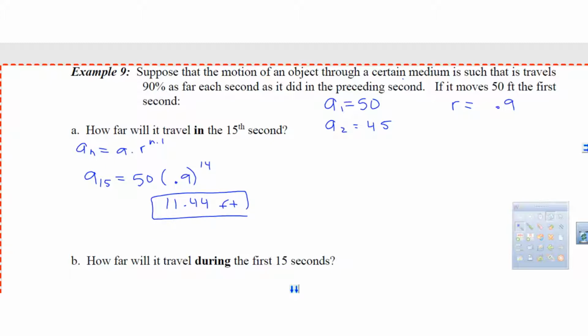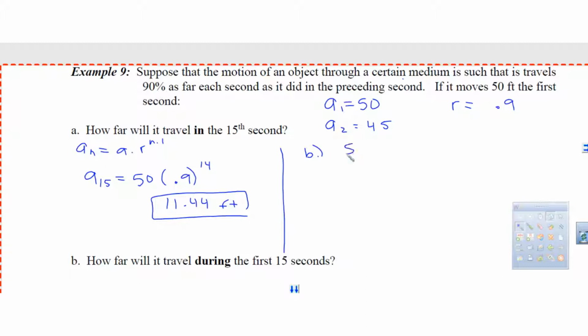Okay, read the second question. I'm going to put it right beside it, okay? How far will it travel during the first 15 seconds? That's from the beginning to the end of 15 seconds. What's that? Sum. And is it 1 over 1 minus r, or is it the other one? Which formula do I use? Is it 1 over 1 minus r? No, it's not 1 over 1 minus r. Why not? Because they want you to stop at 15, right?